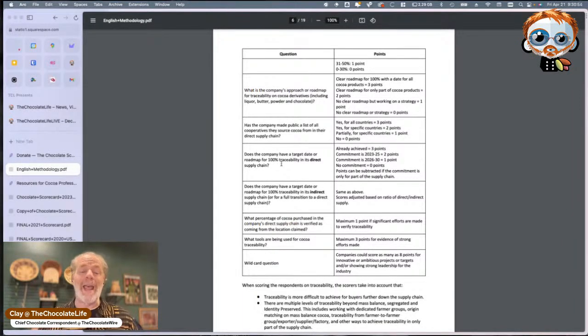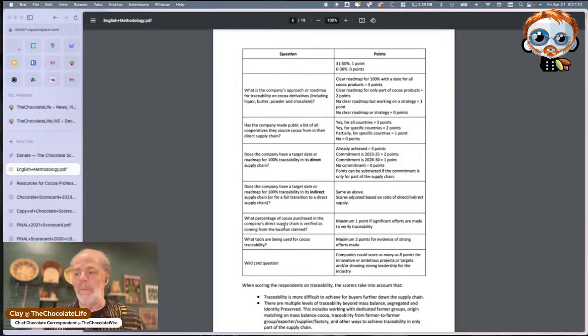And I may not have the same confidence in what is going on in my indirect supply chain that I have in my direct supply chain, right? And so this is another, for me, another loophole, right? Oh, right. So we get to understand what it is that they're talking about. It is not necessarily something that the average person would know to understand. But importantly, the next question is, what percentage of cocoa purchased in the country's supply chain, direct supply chain, is verified as coming from the location, right?